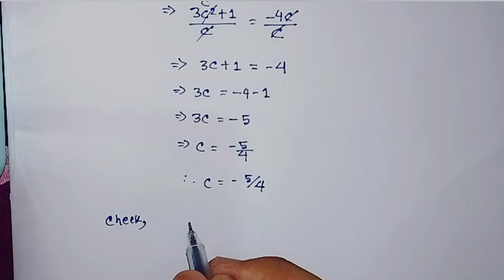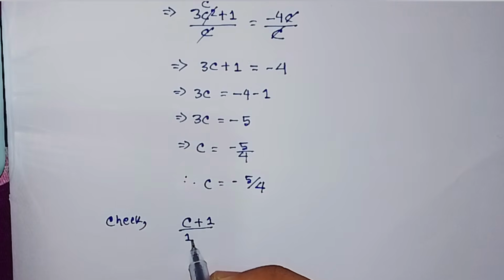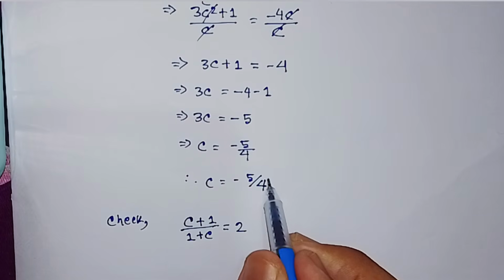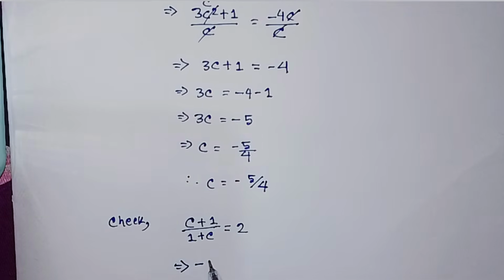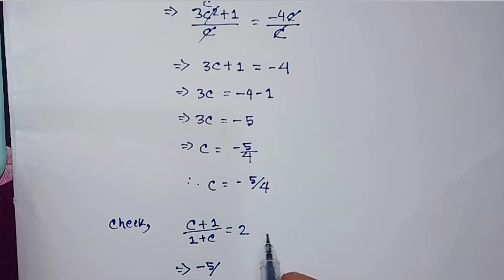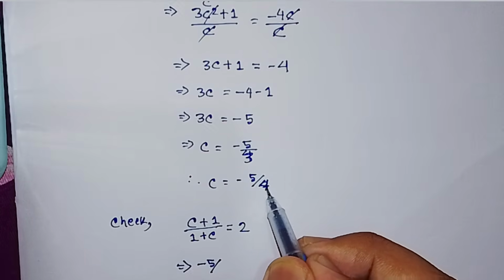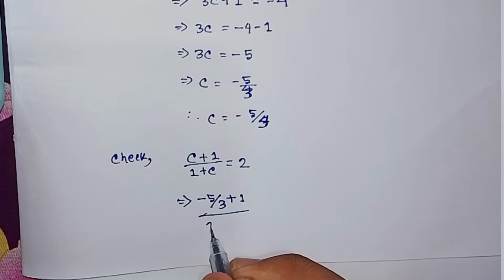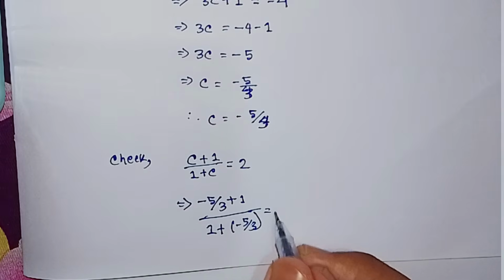Now we have to check this equation, (c + 1)/(1 + c) = 2. So we have to replace this c's value in here. Then we can get minus 5 by, oh guys, we just made a mistake. It will be 3. Minus 5 by 3 plus 1 divided by 1 plus minus 5 by 3 equal 2.